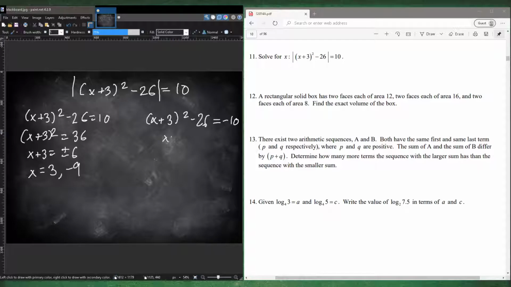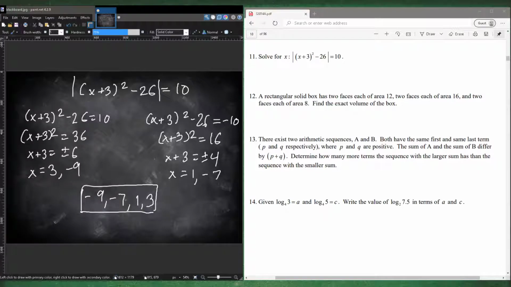And from here we have (x plus 3) squared equals 16. So for this one, x plus 3 has to be plus or minus 4. So x equals 1 or negative 7. So our answer is negative 9, negative 7, 1, and 3. These are all our 4 answers.